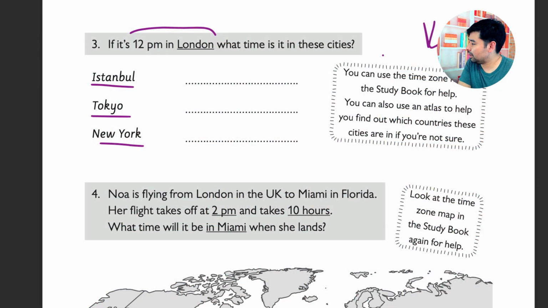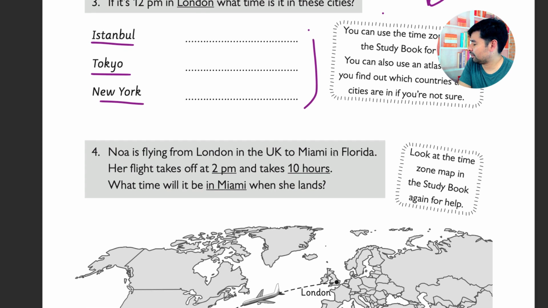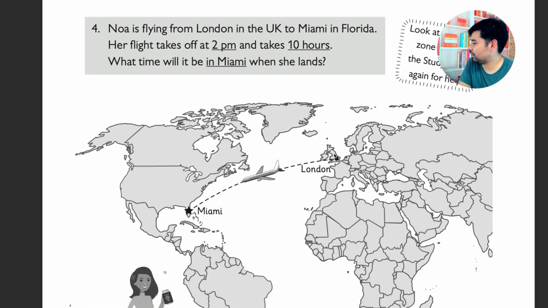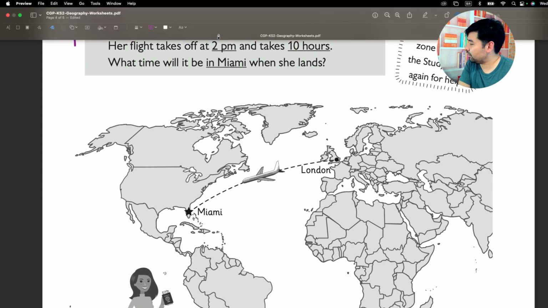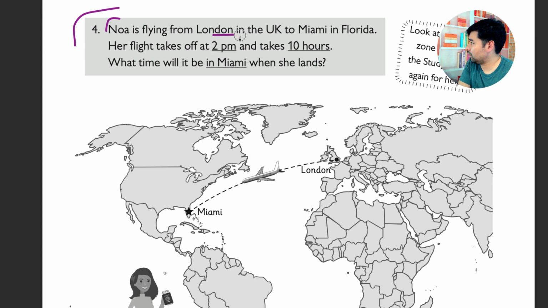Following up, okay? And of course, after you finish these three exercises, we have this very interesting exercise here. So check it out. Noah, yeah? This is the name of a person, right? Noah is flying from London in the UK to Miami. So he's flying from London, which is in the UK, and he's going to Miami in Florida. His flight takes off at 2 p.m. Teacher, I don't know what takes off means. It goes up, takes off.